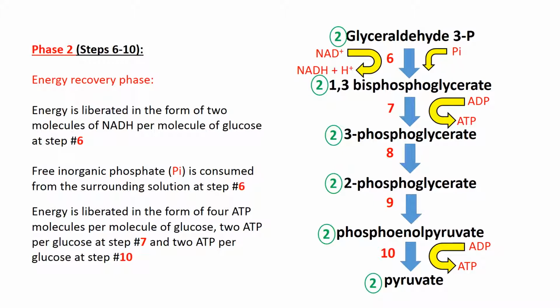In step 8, this one right here, the 3-phosphoglycerate is converted to 2-phosphoglycerate. So all that happens is that the phosphate moves from carbon 3 to carbon 2. So it's called 3-PGA going to 2-PGA.